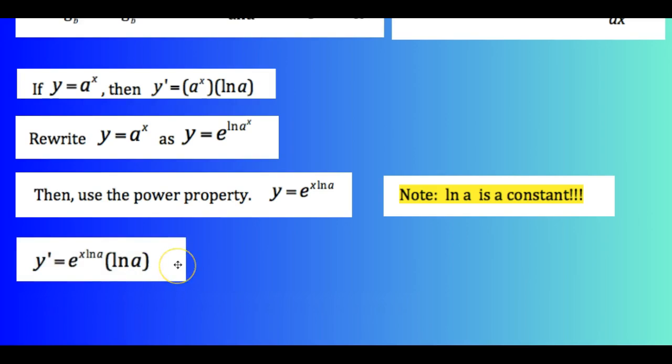So now I'm going to take the derivative of e to the power, and the derivative of e to a power is e to the power times the derivative of the power. And since natural log of a is a constant, the derivative of x times natural log of a is simply natural log of a. So the derivative of e to a power is e to the power times the derivative of the power.